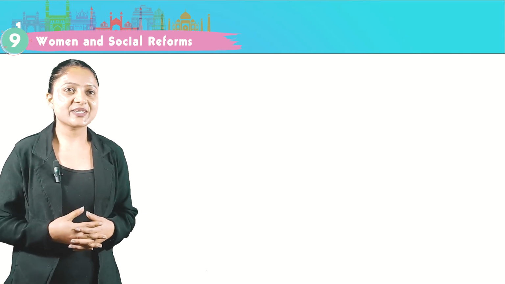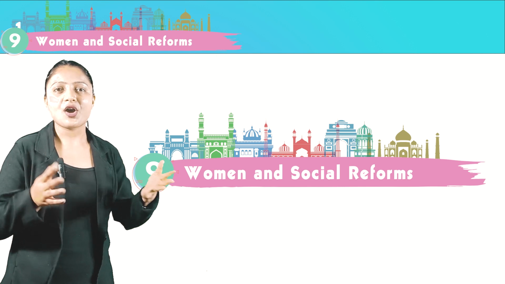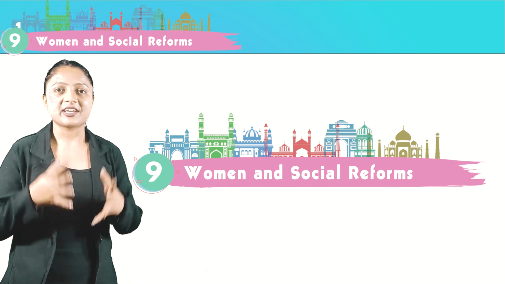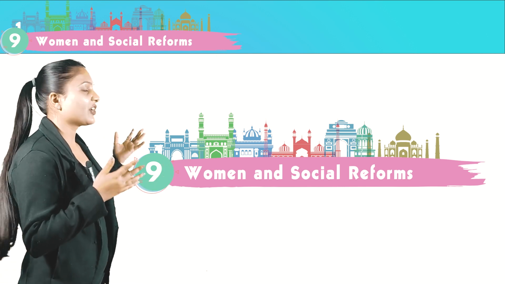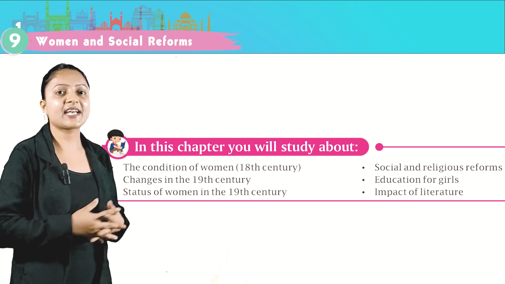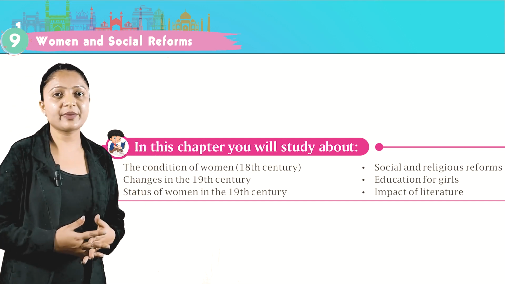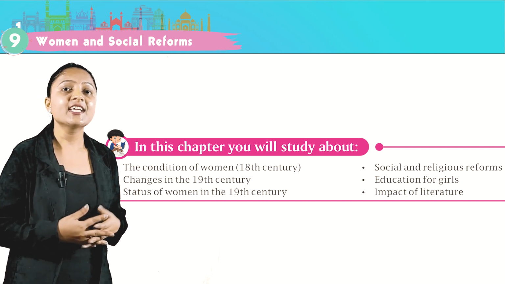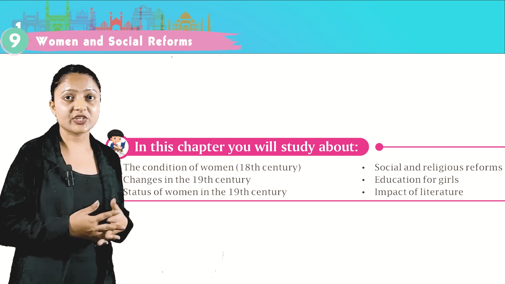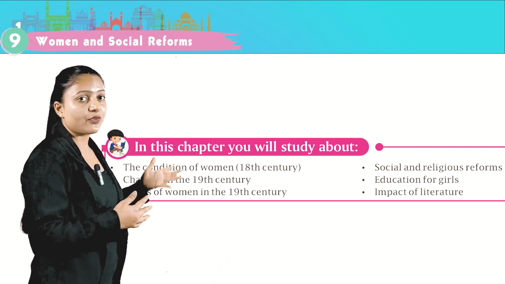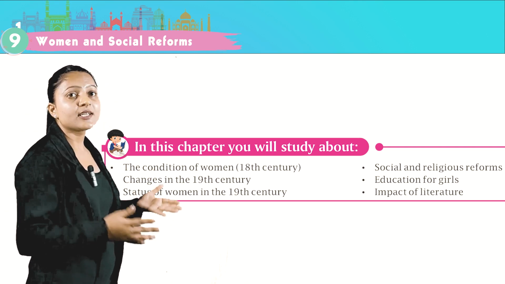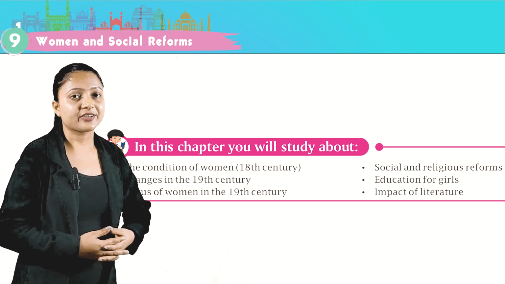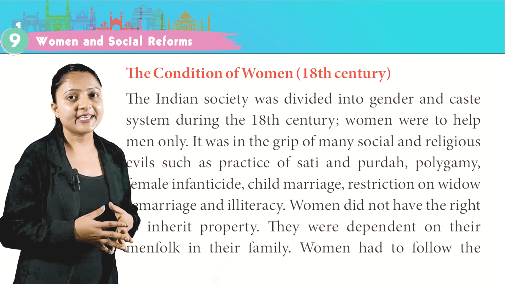So, are you ready to start this new chapter of our history, which is chapter 9, Women and Social Reforms? In this chapter, you will study about the condition of women in the 18th century, changes in the 19th century, status of women in the 19th century, social and religious reforms, education for girls, and impact of literature. The condition of women in the 18th century.